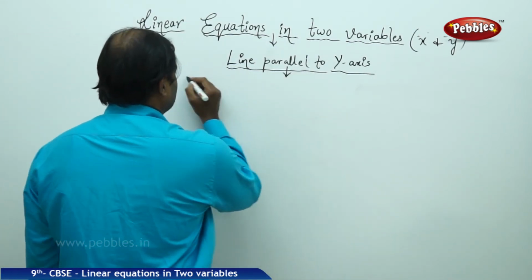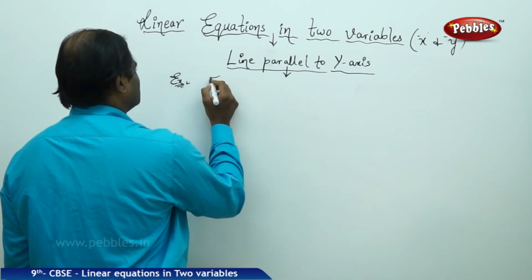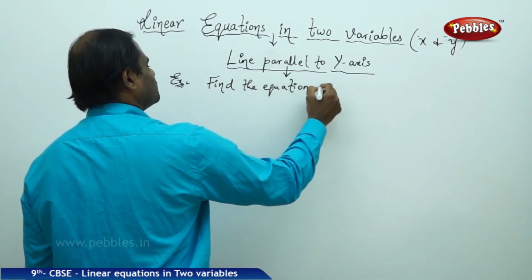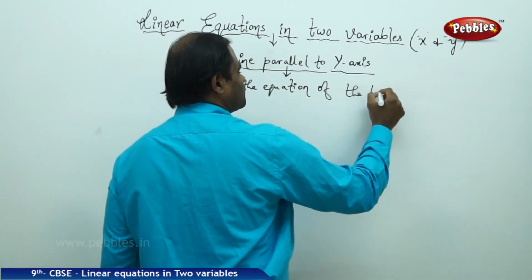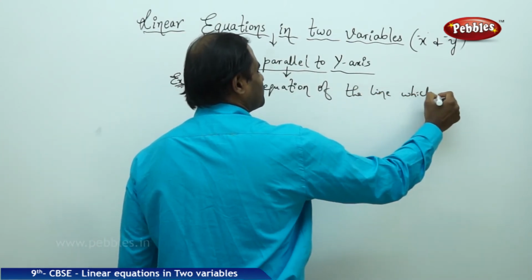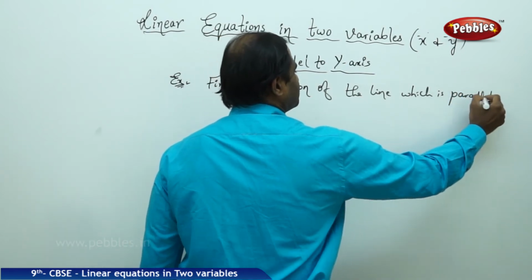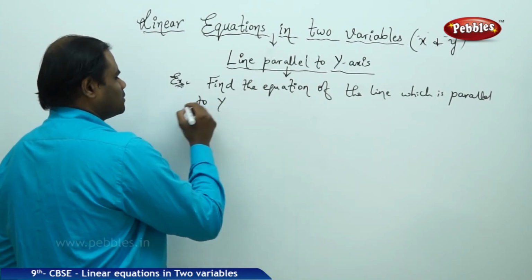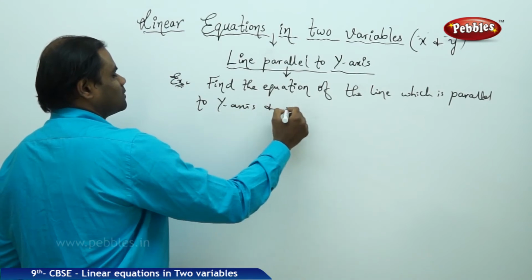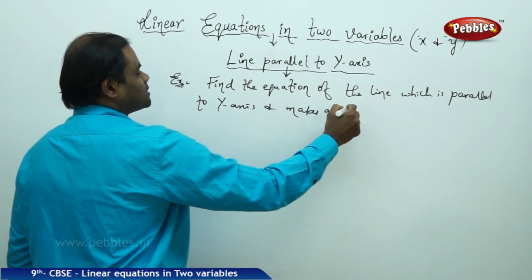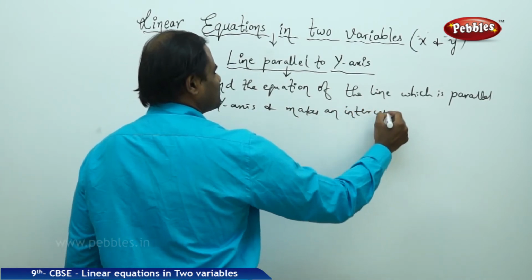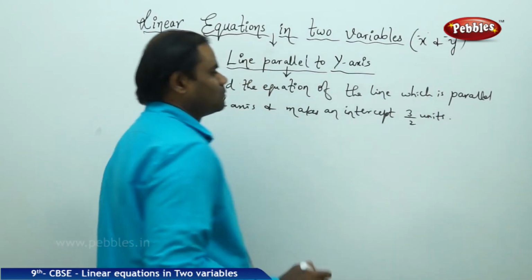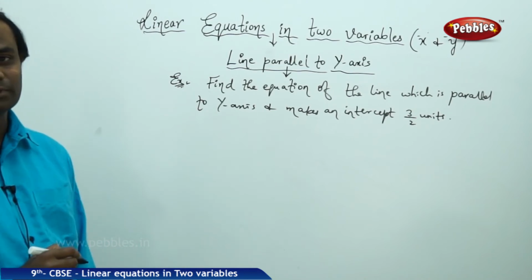Imagine I have an example problem which says: find the equation of the line which is parallel to y-axis and makes an intercept 3/2 units.